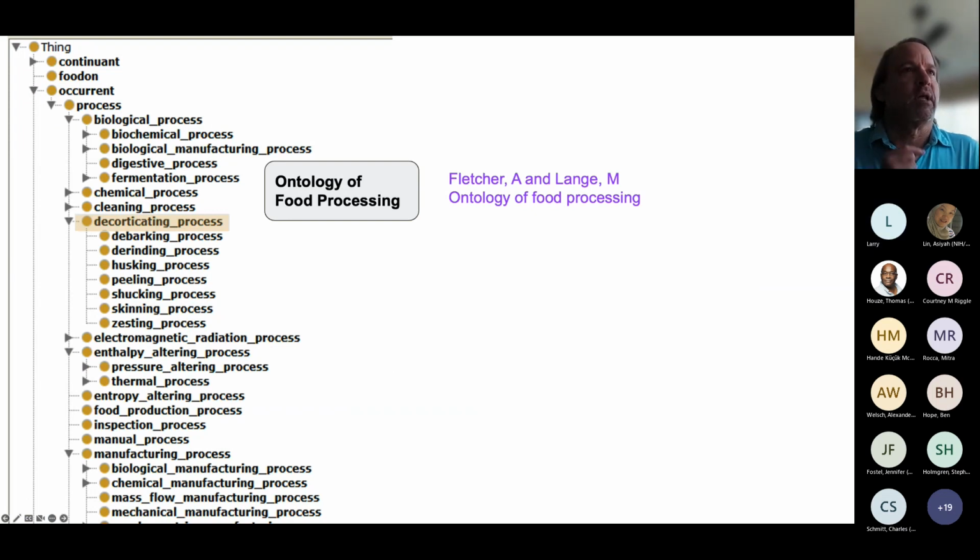So here's an example of an ontology of food processing that we've begun building. It's not yet published. This is something that we're just beginning to build. But you can see here that the hierarchies are very important. So decorticating process is just removing the outer layer of something. This was in consultation with a number of food engineers, colleagues of mine at UC Davis.